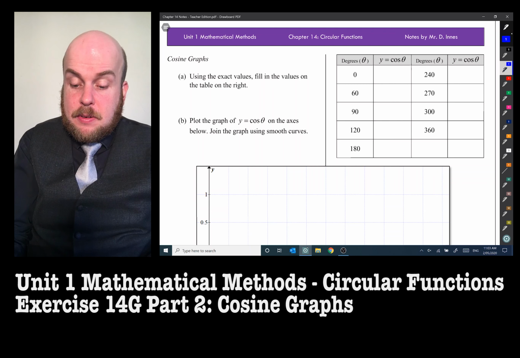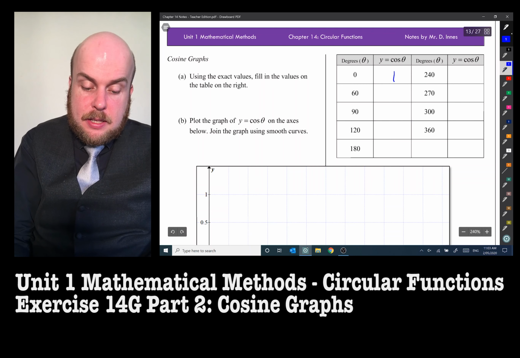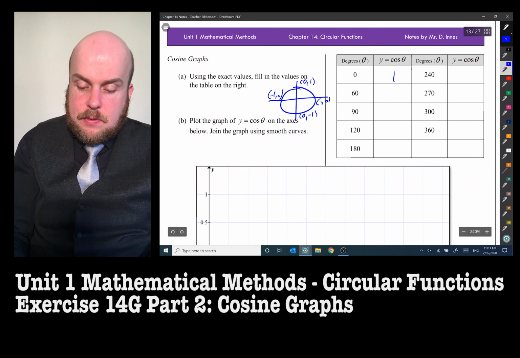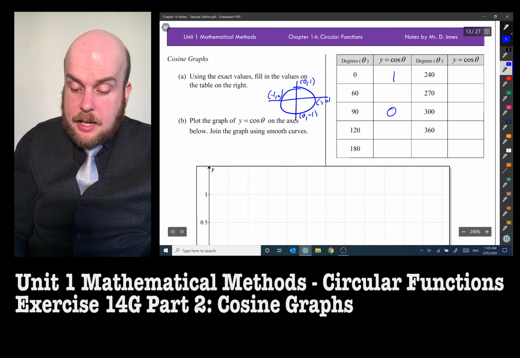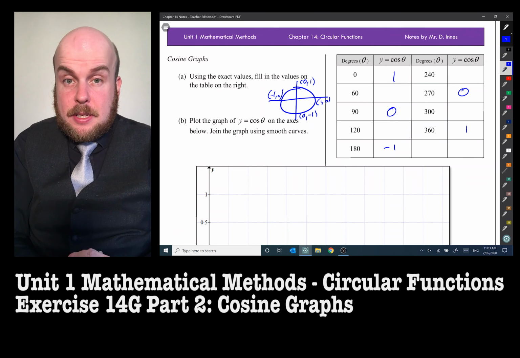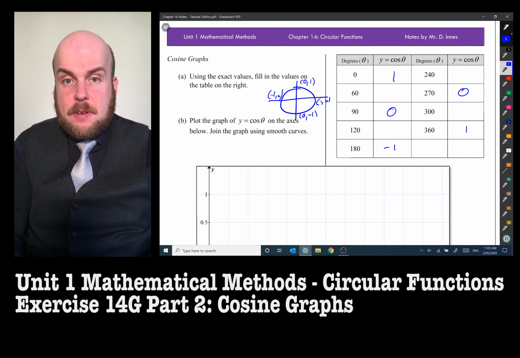Well, cos of 0 is 1. How do I know that? That is because, of course, using my unit circle, I can fill that in. So it goes from 1, 90 degrees is 0, 180 is negative 1, 270 is 0, and 360 is back to 1 again.